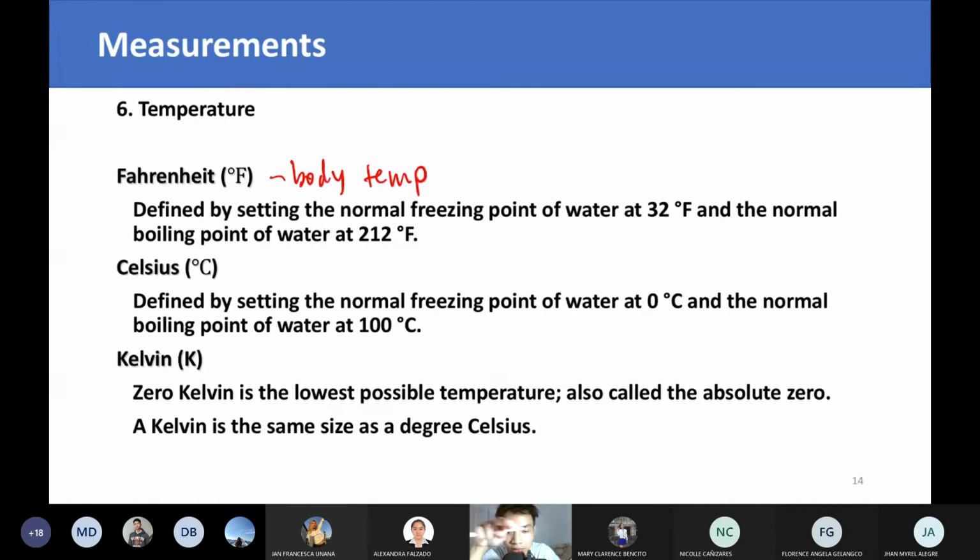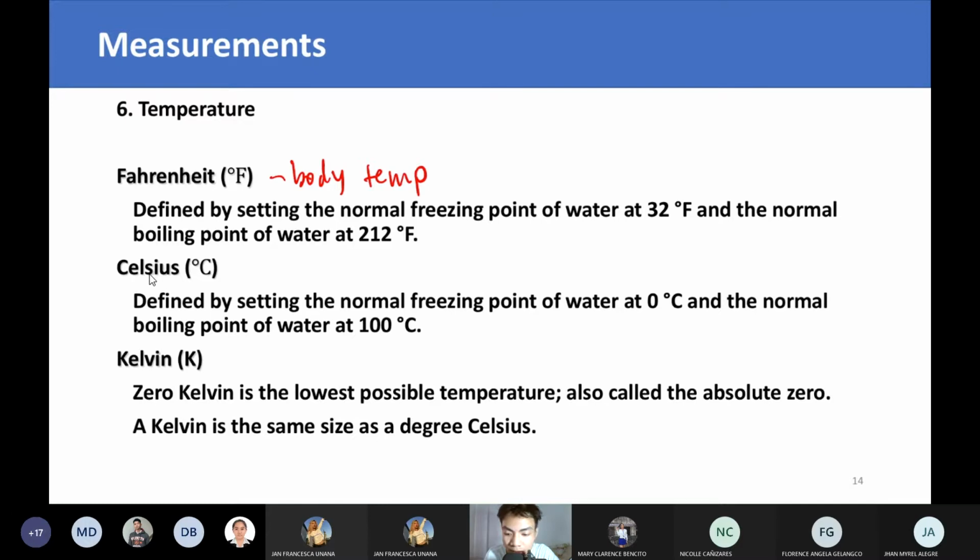So, yun yung parang ceiling ni Fahrenheit, no? Kapag ikaw ay nilalagnat, 100 degrees Fahrenheit. And the rest, anything below that is di ka nilalagnat, no? Or malamig, anything above that is masyadong mainit for the body. Okay? So, that's based on body temp.